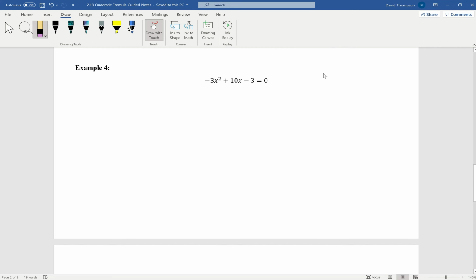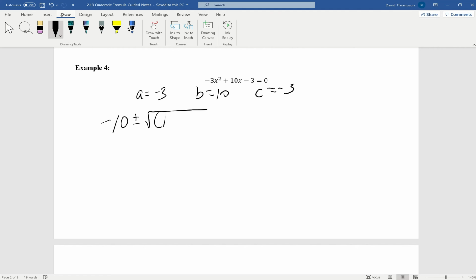In example 4, we're given negative 3x squared plus 10x minus 3 equals 0. This time we don't have to set it equal to 0, just identify A, B, and C. So A equals negative 3, B equals 10, and C equals negative 3. Plug into the quadratic formula. We have negative 10 plus or minus the square root of 10 squared minus 4 times negative 3 times negative 3, all this over 2 times negative 3.